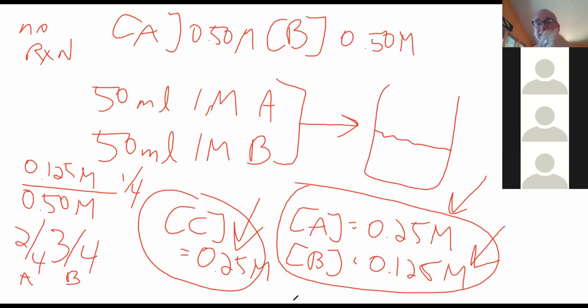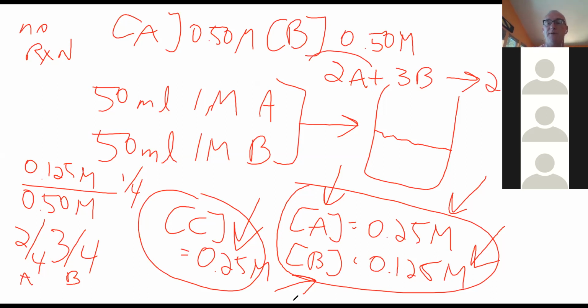Because this is pretty much exactly the experiment you're going to be doing. And so you're going to have to think about, what do I expect if nothing happens? And if something does happen, how can I design an experiment so that all of the A and all of the B are gone at the end, and all I'm left with is product. Then you can write out, based on this experiment, 2A plus 3B creates 2C, something like that.